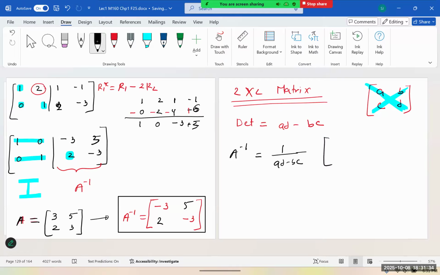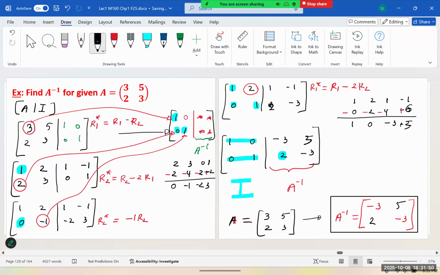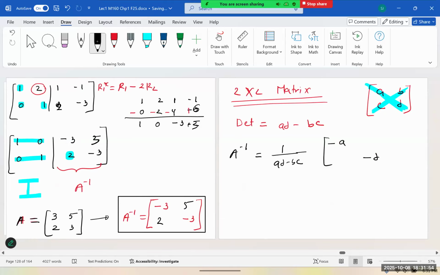And then you are going to change the sign for A and D. And you're supposed to swap the places of B and C. But for some reason, they didn't swap, right? 3, 5, 2, -3. So yeah.